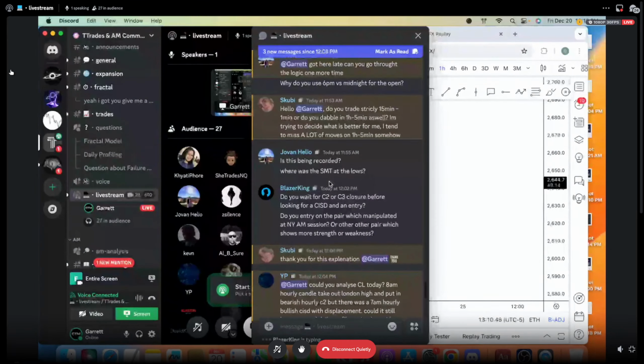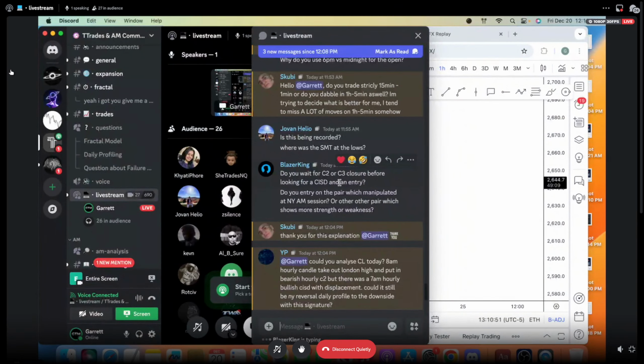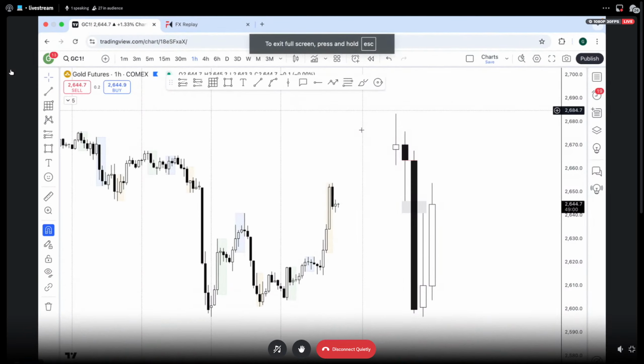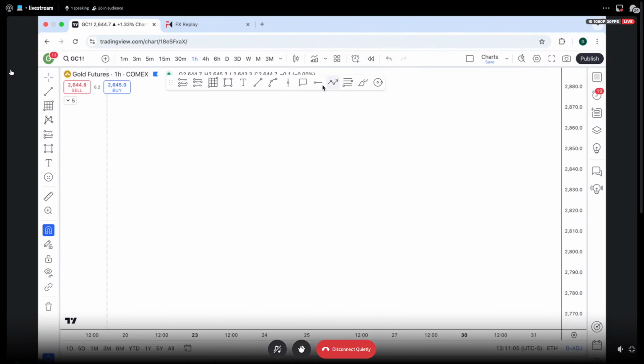Is this being recorded? I think it is. Do you wait for C2 or C3 closure before looking for a CSD and an entry? So me personally, I will trade candle 2. I'm going to show you how. When you think about a candle 2 closure, there's only 2 ways a candle 2 can form.